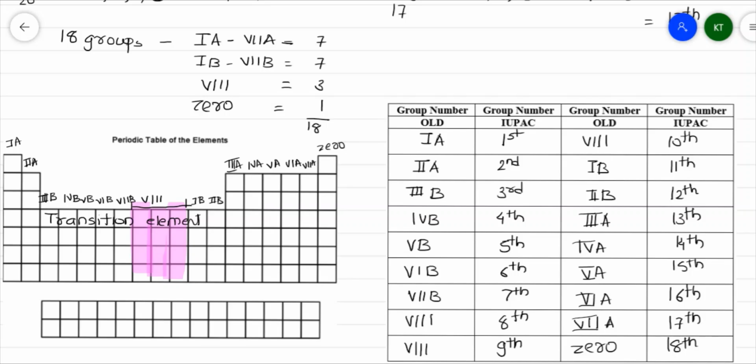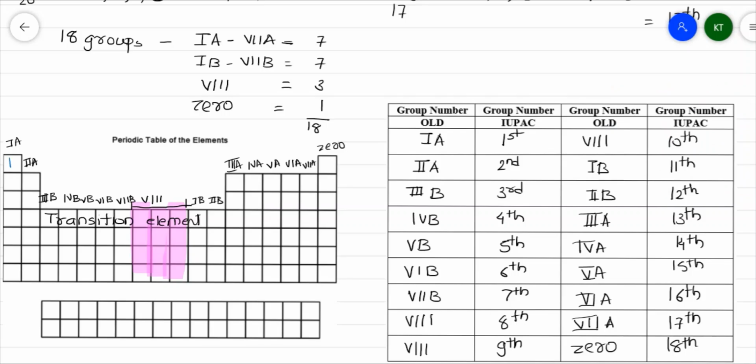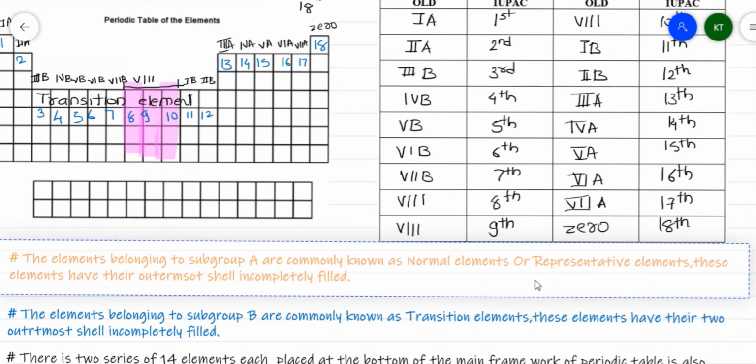So this is how the notation works out in terms of first A, second A. I'm just writing those again here. So this is the first group, this is the second group, this is third group, fourth group, fifth, sixth, seventh, 8th, 9th, 10th, this is 11th and 12th. Then I start here with 13, 14, 15, 16, 17 and 18 group. So this is how the groups have been given numbers, the old system and the new system.